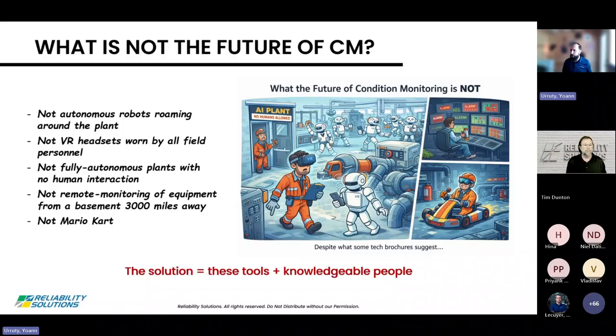So we had fun, Tim and I, writing down a couple of things that we hear and we think will not happen, right? So autonomous robots roaming around the plant. What do you think of this, Tim? Is it realistic? Actually, I've seen it. The Boston Dynamics dog is a really cool piece of technology. But who tells the dog what to look for, right?